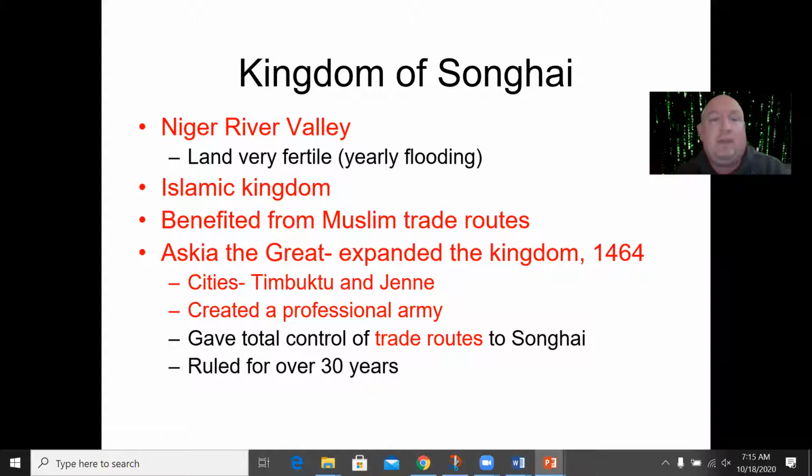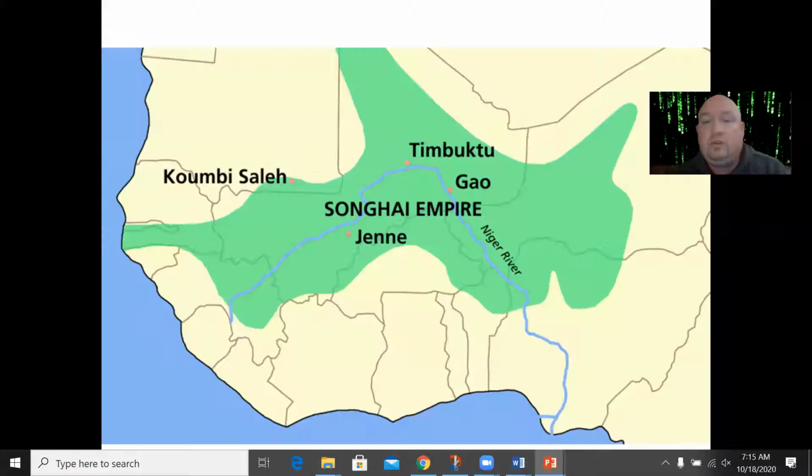So the land is very fertile due to yearly flooding. So this is a good agricultural area. It was an Islamic kingdom, benefiting from the trade routes. Askia the Great expanded the kingdom, creating a professional army. And he ruled for 30 years, which is a pretty long time.